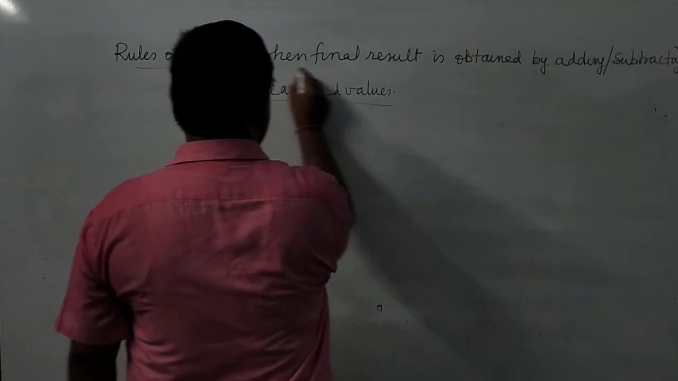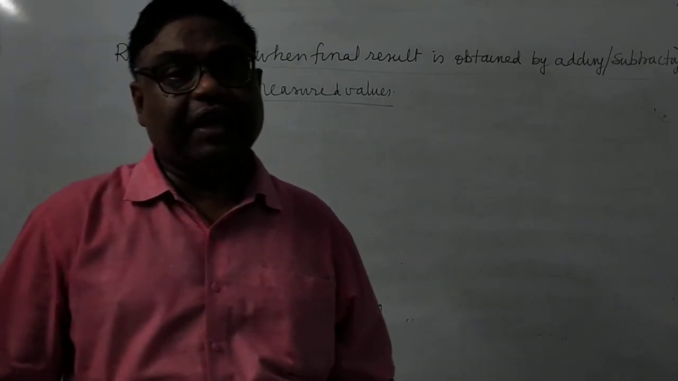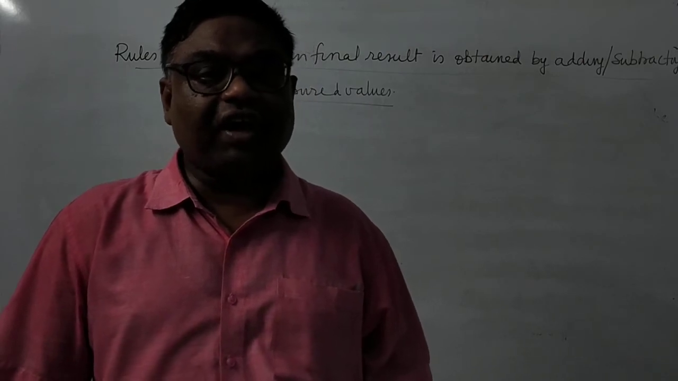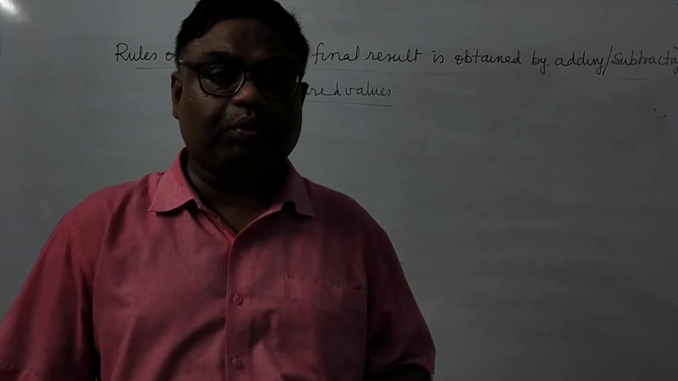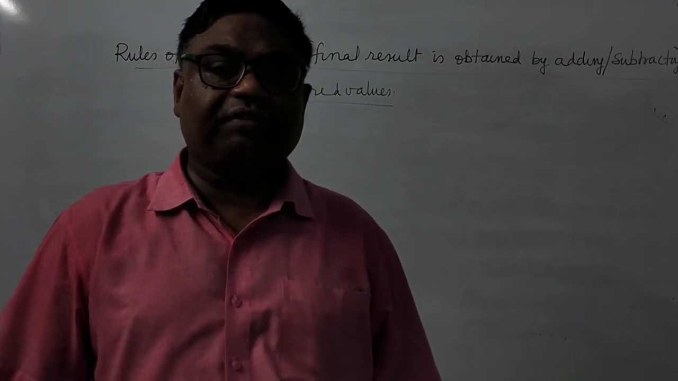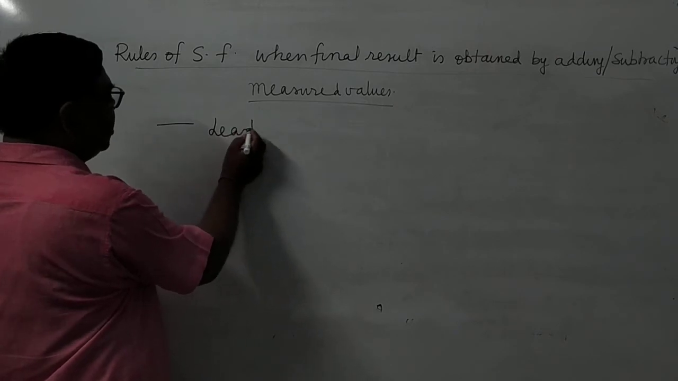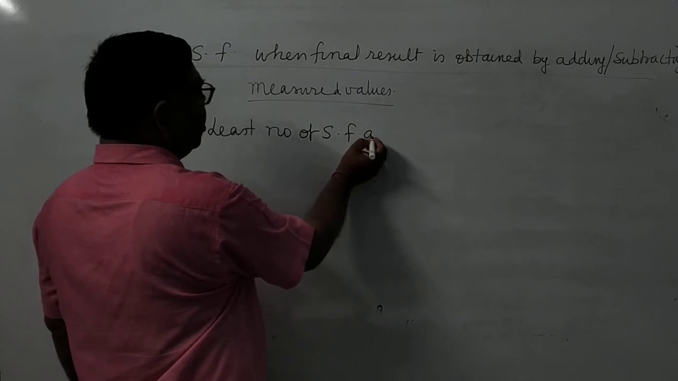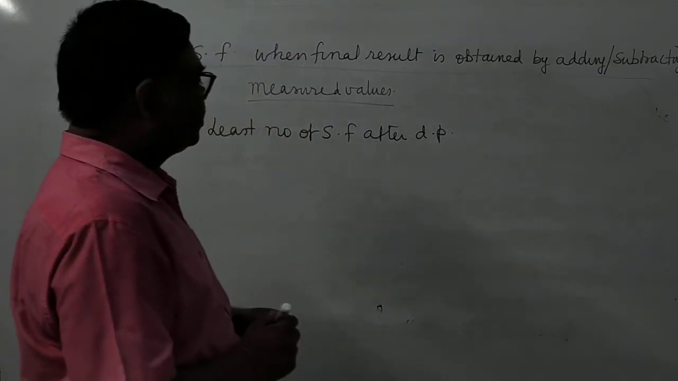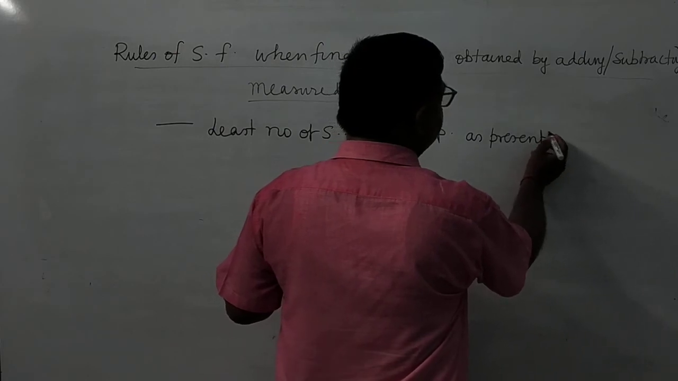So see here, what is the rule? The rule says that if the final result has been obtained by adding or subtracting the measured values, then the number of significant figures after the decimal point will be the least number of significant figures after the decimal point as present in the measured values.